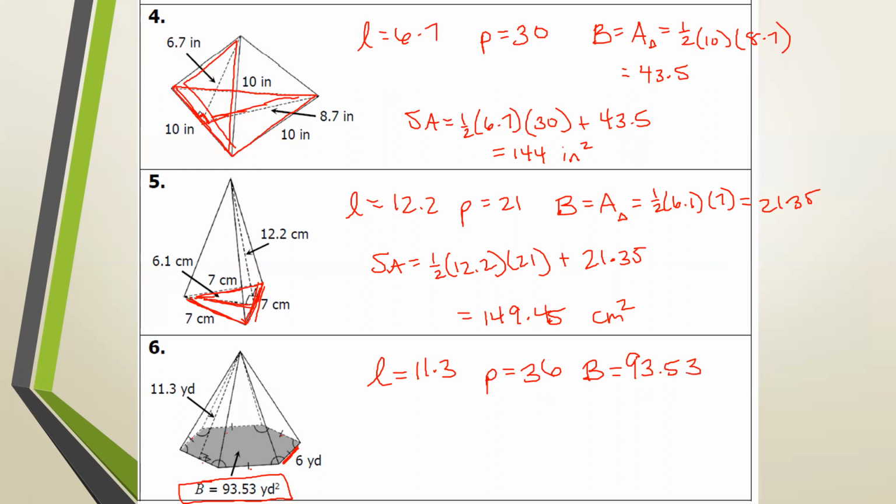And now we have everything we need for surface area. Surface area is 1/2 times L times P plus capital B. And when we calculate all of that together, we get 296.93 yards squared.